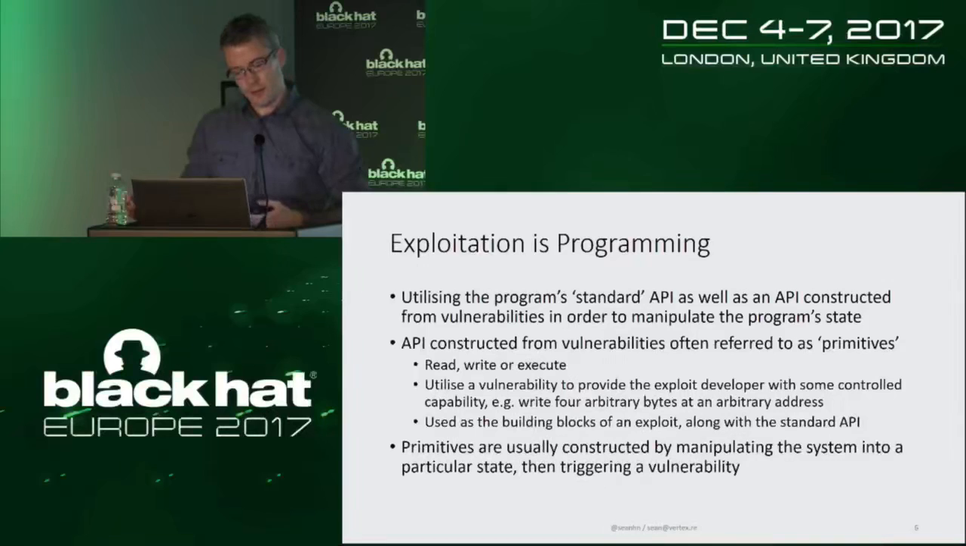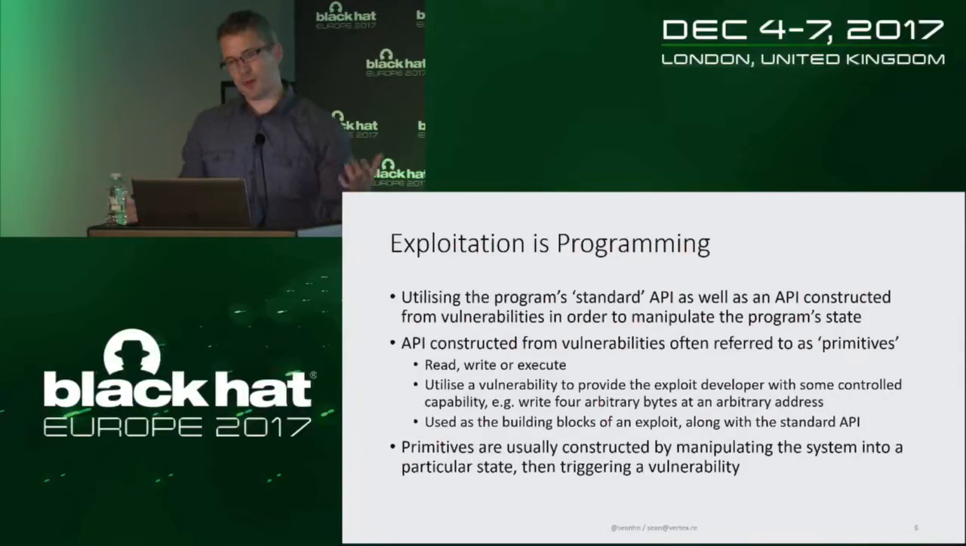Typically, when we're doing exploit development, we want to build our own API, which is separate from the standard API provided by the program, around these things we call primitives most of the time. So we have read, write, or execute primitives, and what they do is provide the attacker with the ability to, say, read a particular memory location, write a memory location, or execute code at a particular memory location. And these, along with the standard API, are what we'll typically consider to be the building blocks of an exploit.